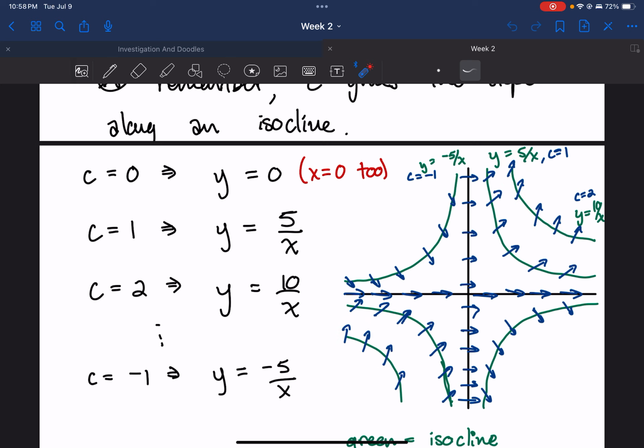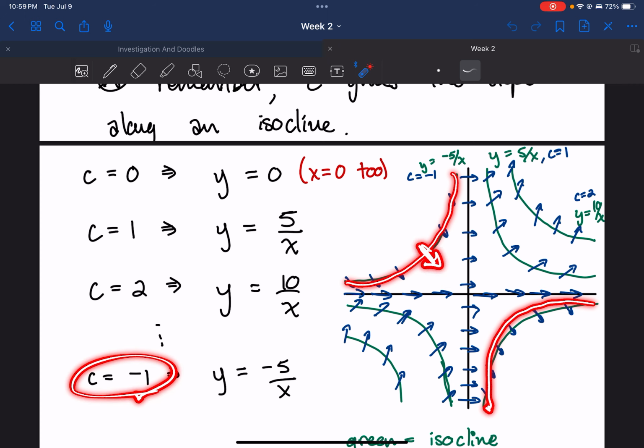Okay, on the flip side, what happens if I pick c equals negative 1? Remember, this is the slope. Slope equals negative 1. Well, if I plug that into my isocline, I get y equals negative 5 over x. That's this guy. And along this curve, the slope is supposed to be negative 1. So now I have a negative slope.